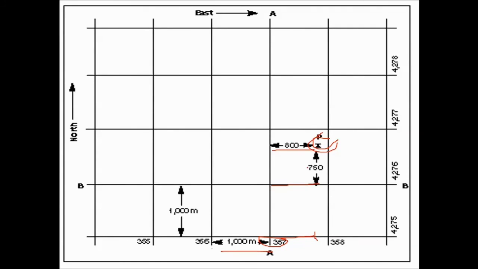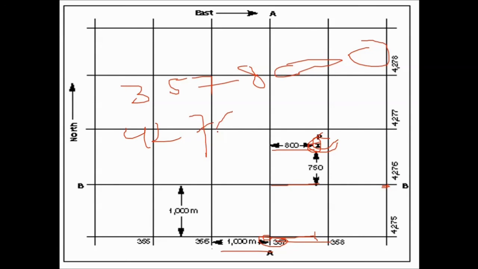So the value will be 357, the closest graticule position, and 800. This is the easting position. What about the northing? For northing, the nearest line for this point P is this value, 4276, and this goes to 750 meters. I'll show you.